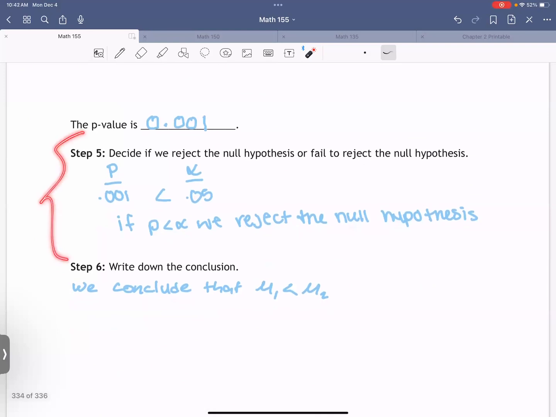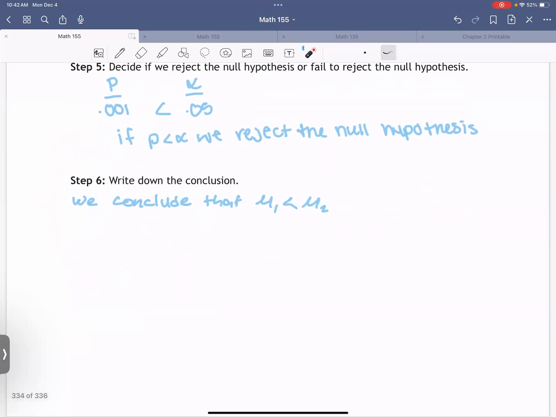Step 5 was Michaela. We want to decide which we're going to do. Do you want to explain why you said reject? Yep. So all we do is compare p and alpha. Step 6 is writing down our conclusion. Kaya, do you want to explain how you got your conclusion? Yeah, because we reject, you start with that, and then it's always H1 at the end. So it doesn't really matter what happens. It's always H1 at the end of your sentence.